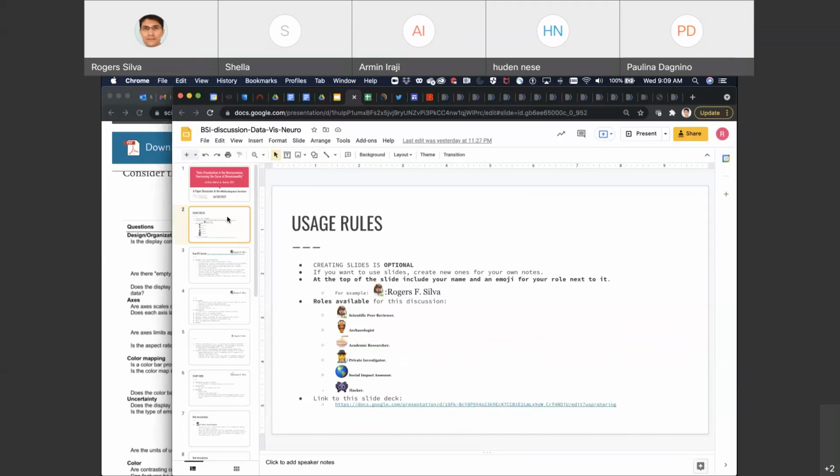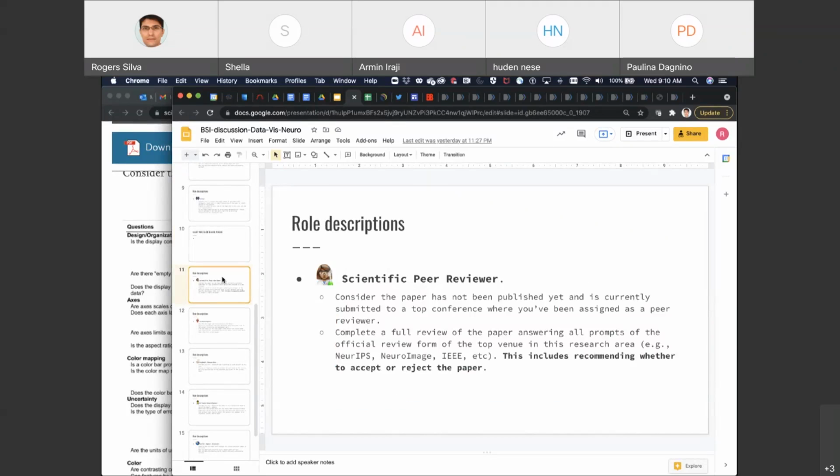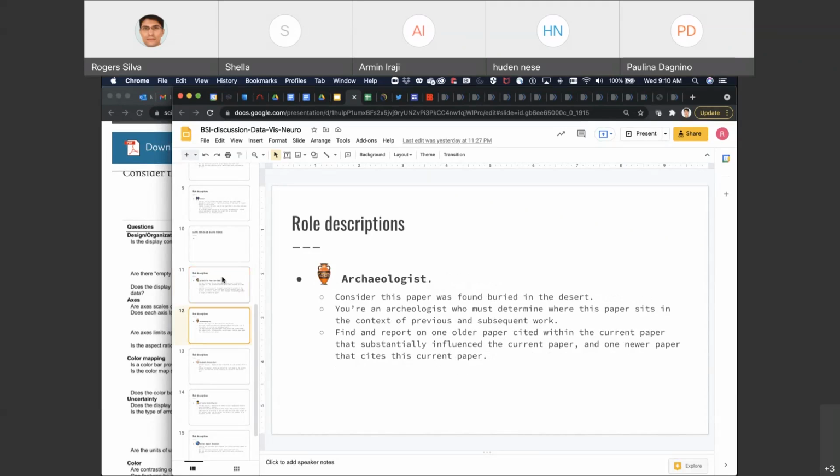This meeting or gathering is designed to be an engaging approach to a journal club. It's more of a seminar format where each person who wants, each volunteer, takes on a role, and these are some of the roles that we had available for this talk: the scientific peer reviewer, the archaeologist, the academic researcher, private investigator, social impact assessor, and the hacker. And each one of those has a very specific role that has been described here. This is based on Colin Farrell's seminar. I've shared information about this before.